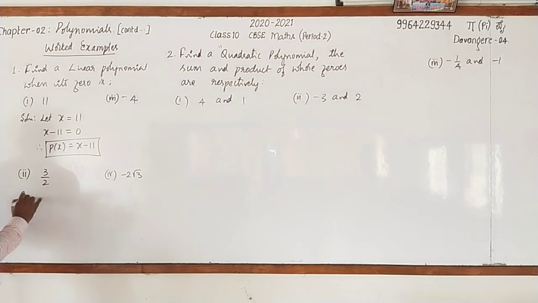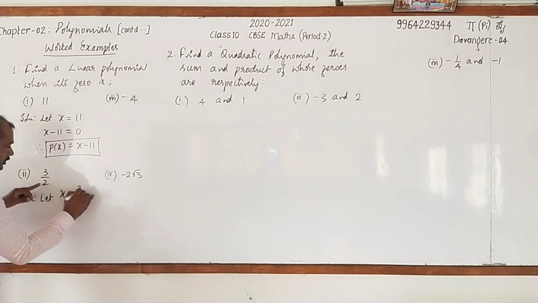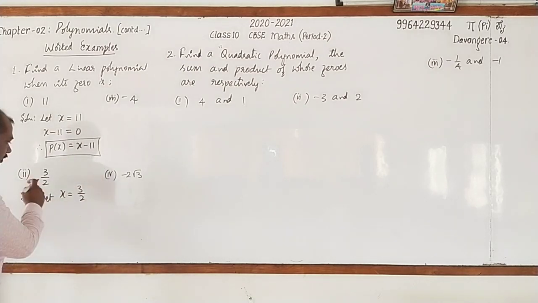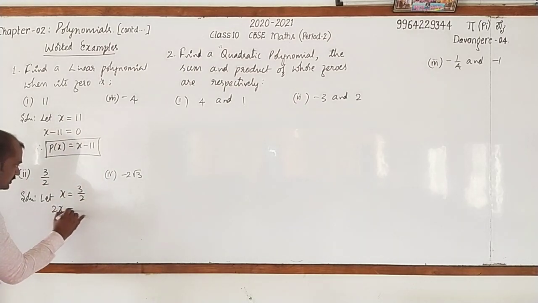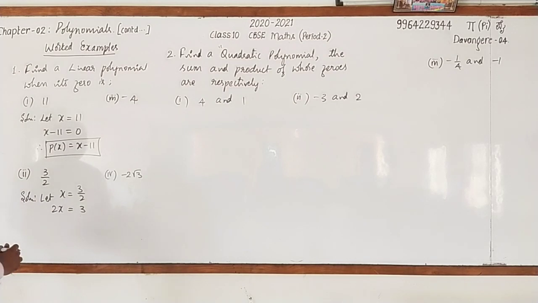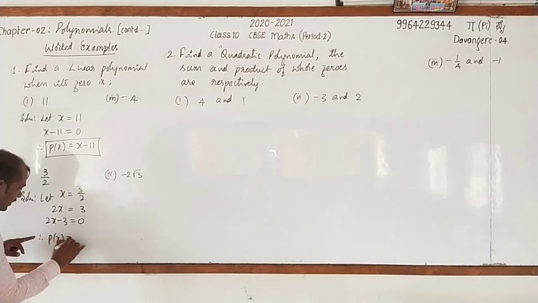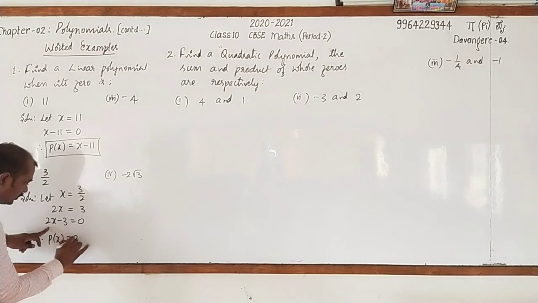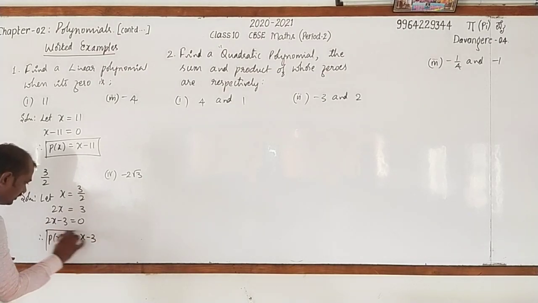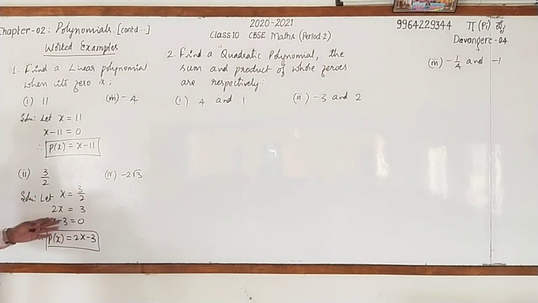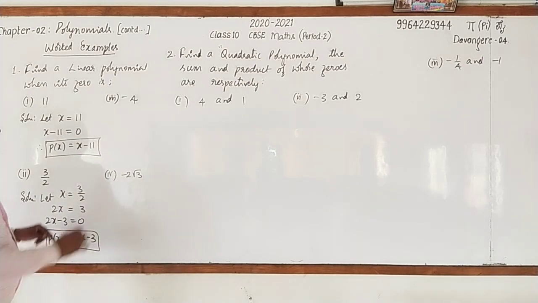Next, the second one is also done the same way. Let x equal to 3 by 2. Cross multiply, 2x is equal to 3. Transfer to the left hand side, 2x minus 3 equal to 0. Therefore, the required polynomial is P of x is equal to 2x minus 3. I have taken only the polynomial in x.